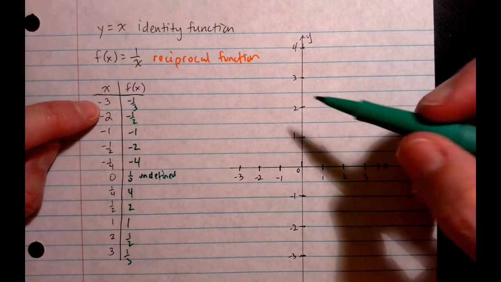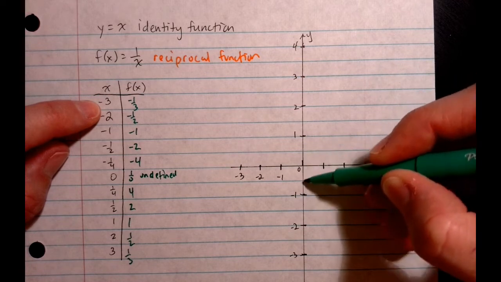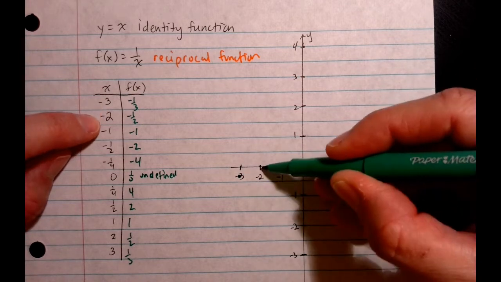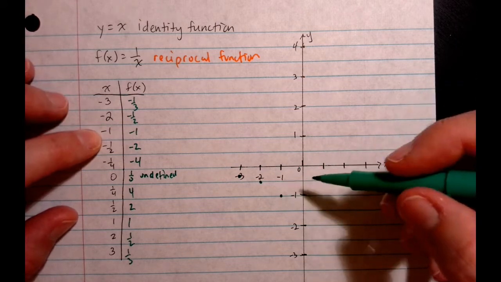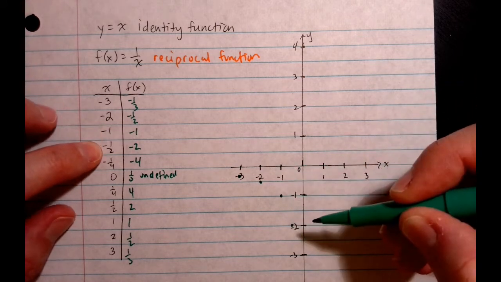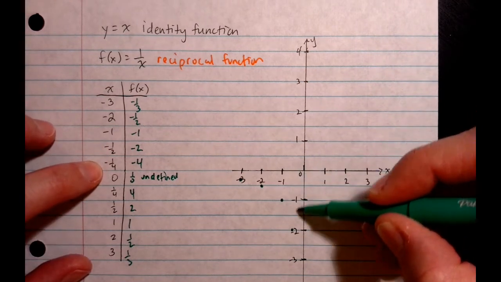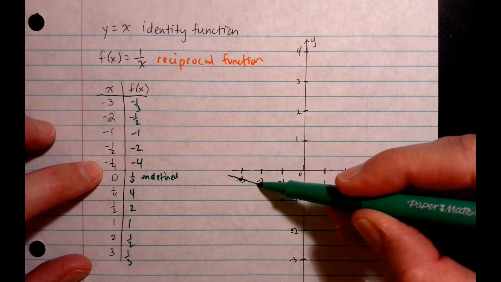Okay, let's start here. Negative 3 is negative 1/3. Well, if this is 1, this is negative 1, 1/2, so it's maybe somewhere around there, okay? Then negative 2 is negative 1/2. And then negative 1 was negative 1. And then negative 1/2 was actually negative 2. And then negative 1/4, I'm going to have to approximate here, is actually all the way down here to negative 4. So if I connect it, it's going like this.